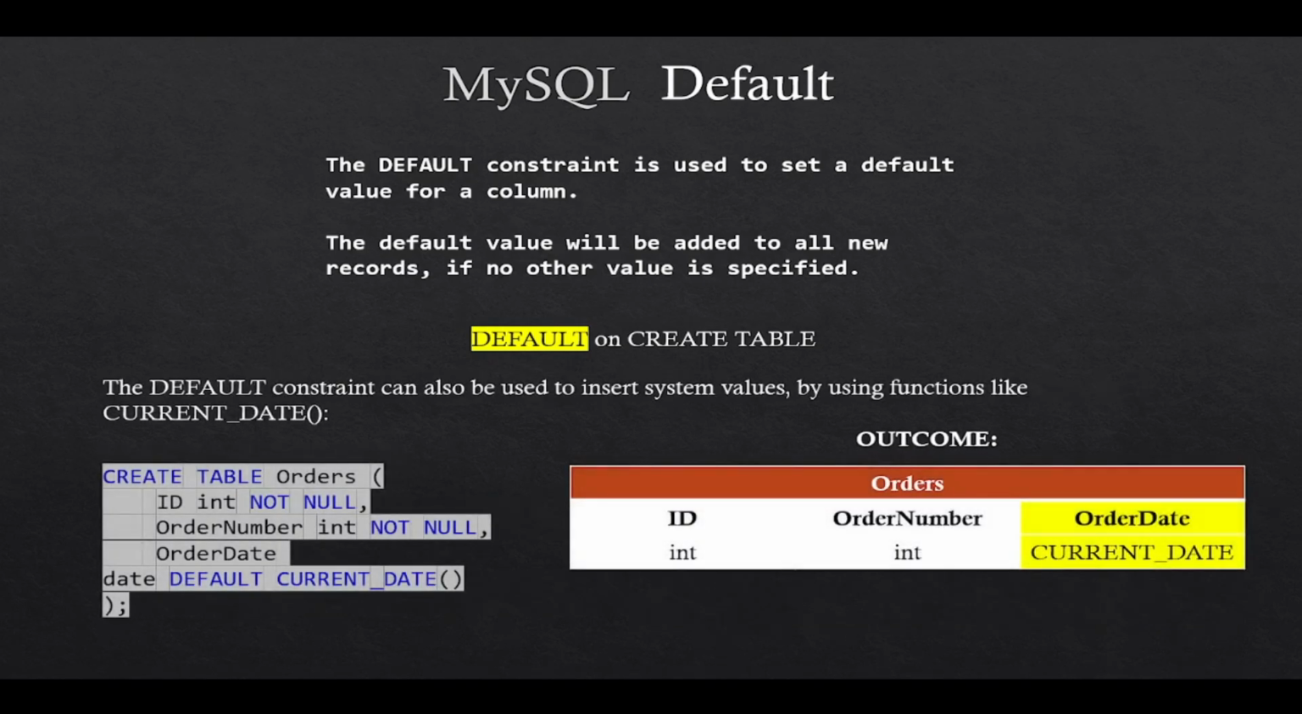For the next example, the DEFAULT constraint can also be used to insert system values by using functions like CURRENT_DATE. And CREATE TABLE Orders, like the one above, with ID int NOT NULL, OrderNumber int NOT NULL. Here we put our default, which adds the current date. The DEFAULT only adds the value if no value is specified.